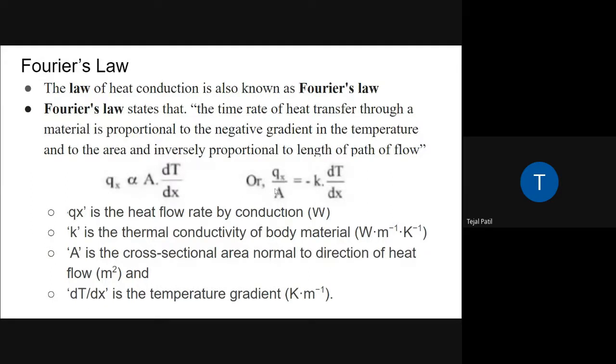Now you can take this area to the other side and that will give you the heat flux. Qx is the heat transfer rate, while if you divide it by the area, that term is known as the heat flux. So heat flux is equal to -k dT/dx, where Qx is the heat flow rate, Qx/A is the heat flux, k is the thermal conductivity of the body, A is the cross-sectional area perpendicular to the direction of heat flow, and x is the distance, or the length of that particular body.